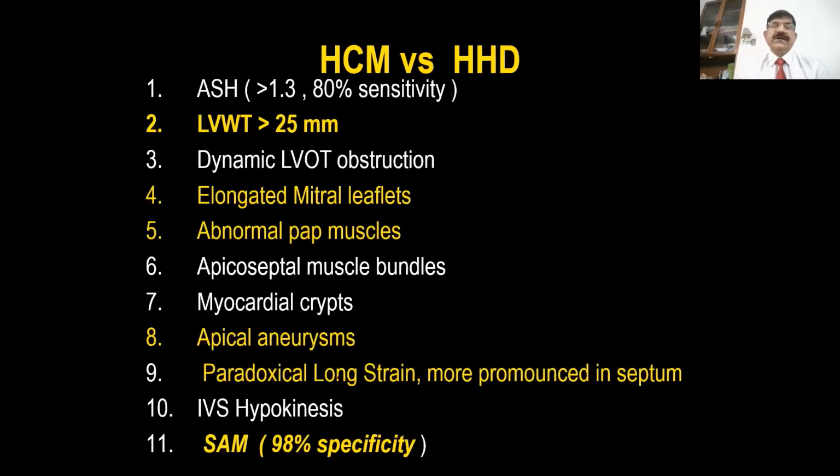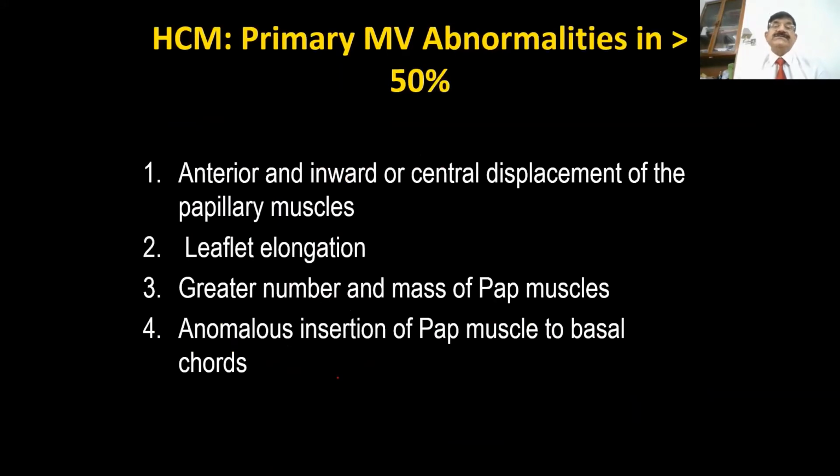Elongated leaflets, abnormal papillary muscle, apicoseptal muscle bundles, myocardial crypts, apical aneurysms. Paradoxical longitudinal strain has a specificity close to 100% by Jerome Beck's data, but sensitivity is 57% to diagnose hypertrophic cardiomyopathy. SAM, as I already showed you, has 98% specificity. Mitral valve abnormalities are present in 50% of cases. I already described to you the mitral valve abnormalities, and these people usually are those who are genotype positive.